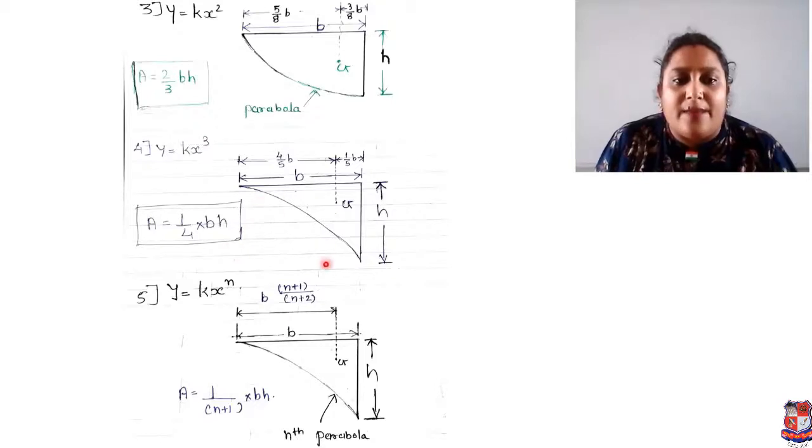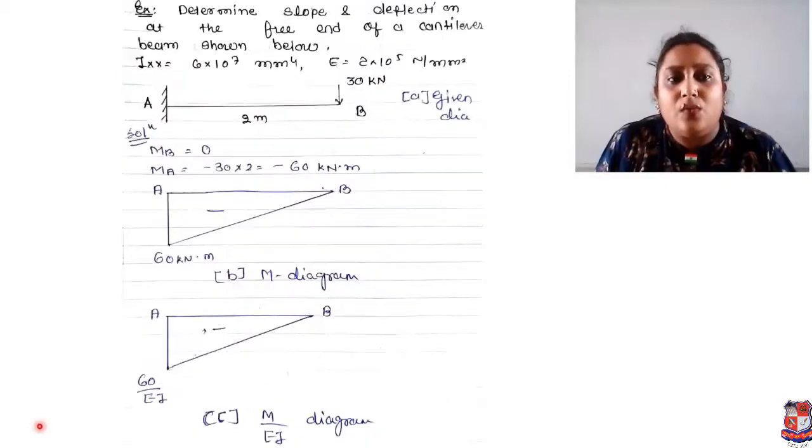For a hyperbola the area will be 1/4 B into H. B is given, height is that, CG will lie somewhere at 1/5 B, 4/5 B distance from both sides. Okay, then if there is an nth degree parabola, with your B and your H, area will be 1 upon n plus 1 into BH. These shapes we discussed in our previous lecture too. So now we will go ahead with the example.